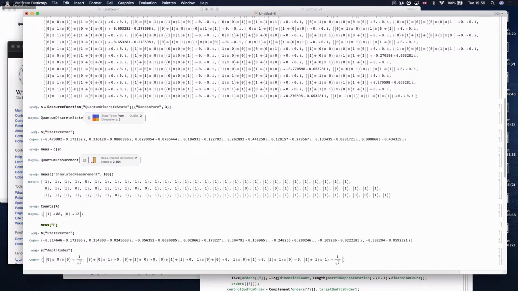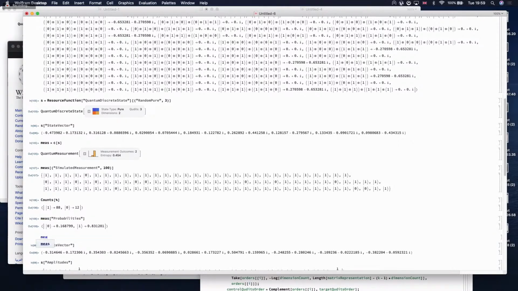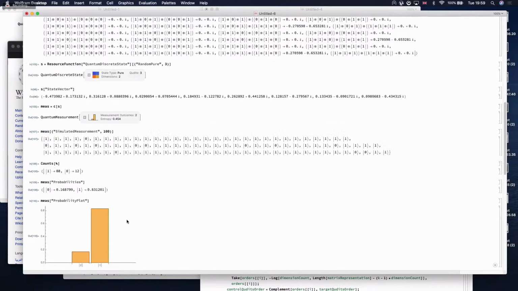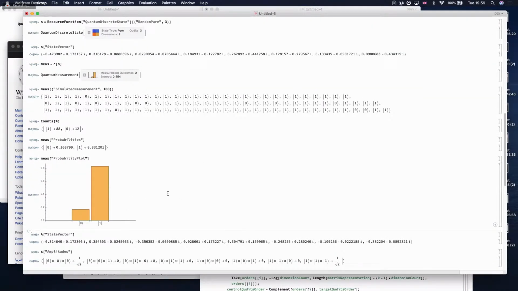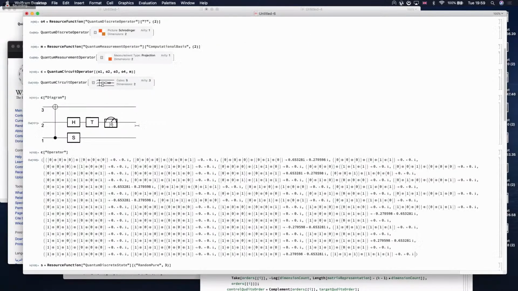Well, actually, we could do better than that. We could say probabilities, and we can see it. So 83% of the time we're going to get ket1, and if we wanted to, we can say probability plot, and we can get a nice probability plot of that. And so we could do a more interesting measurement.